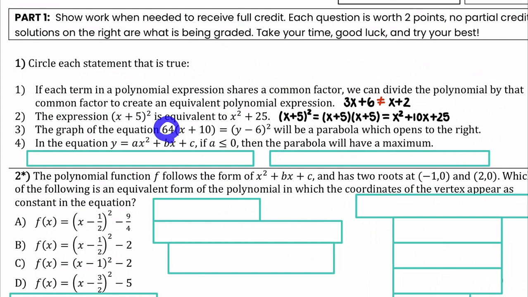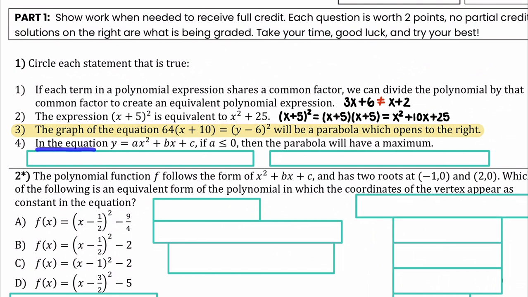So we see this constant right here, and this is always going to be equivalent to 4p. So if 64 is equal to 4p, regardless of if you know the answer or not, p must be positive. If p is positive, that tells us that the vertex to the focus is going in a positive direction, forcing our parabola to point to the right. So therefore, number 3 is correct. Okay, let's look at number 4.